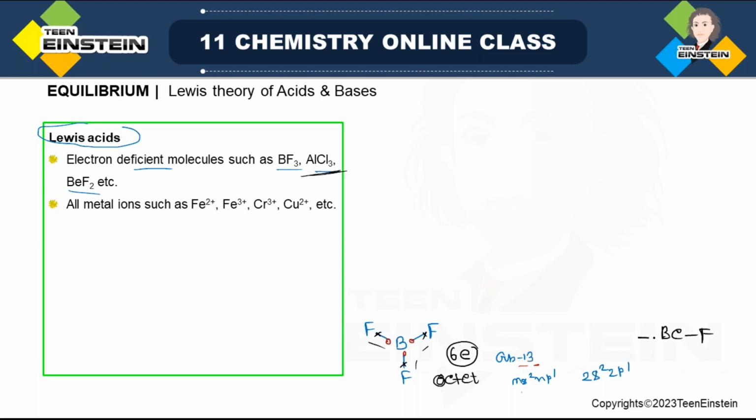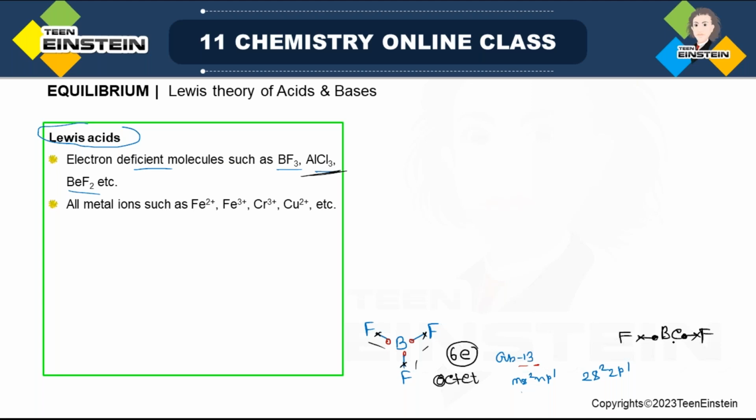In BeF2 we have 2 beryllium-fluorine bonds. Beryllium is from group 2. It has only 2 electrons, and both electrons are used up for bond formation with fluorine, and the electrons coming from fluorine, I am writing with a cross sign. So that means surrounding Be, a total of 4 electrons are there, which is also not fulfilling the octet.